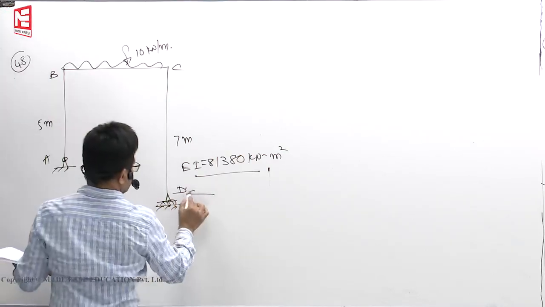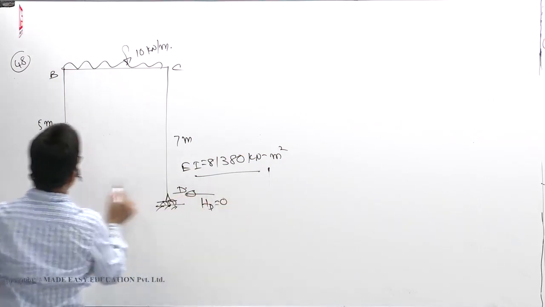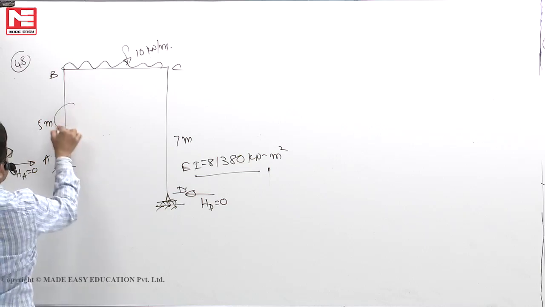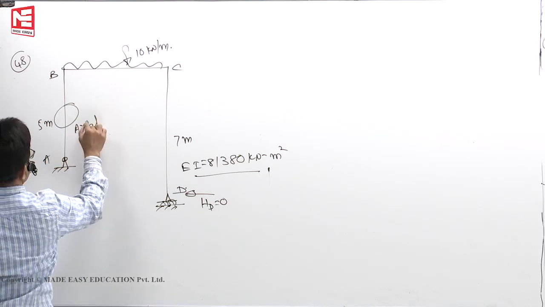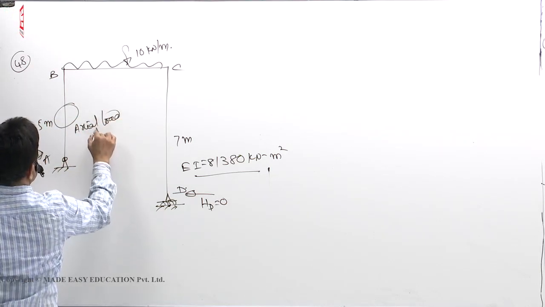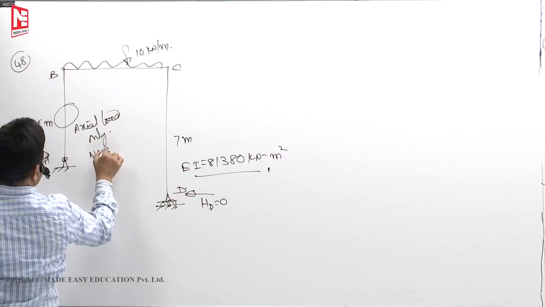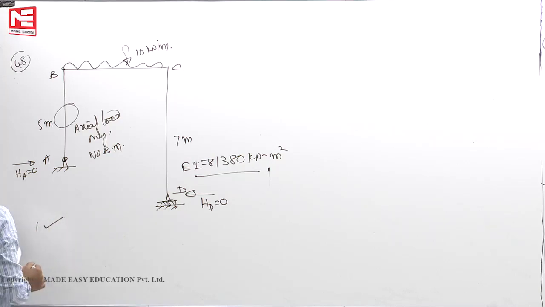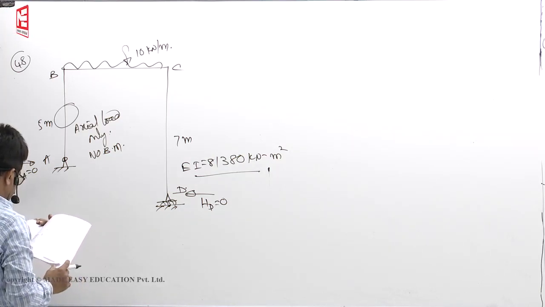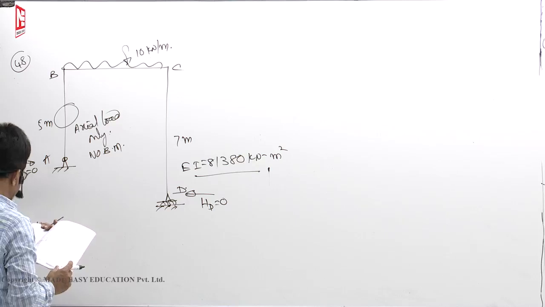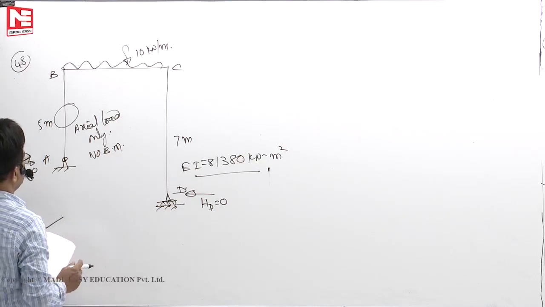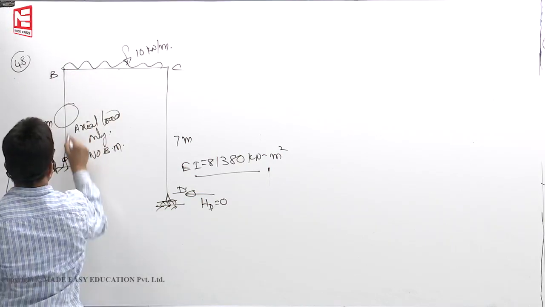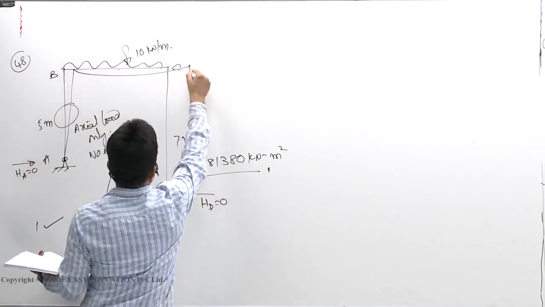You see here, HD is 0. Naturally, HA should be 0. Once this force is 0, this is axial load only. No bending moment. Correct. First one is correct. Vertical deflection at the center of beam BC is 1 mm. Center, because it now behaves like a simply supported beam, it sways like this, it deflects.